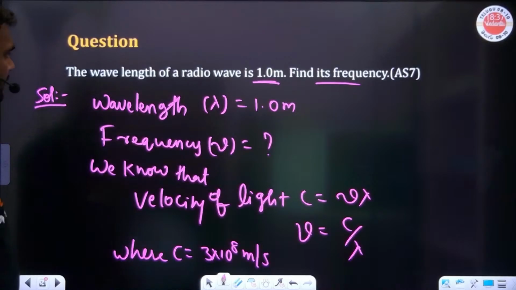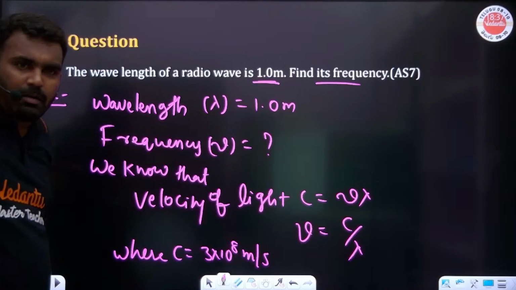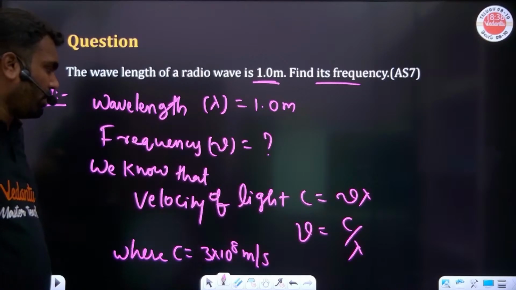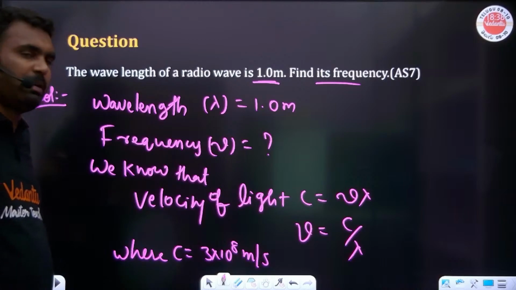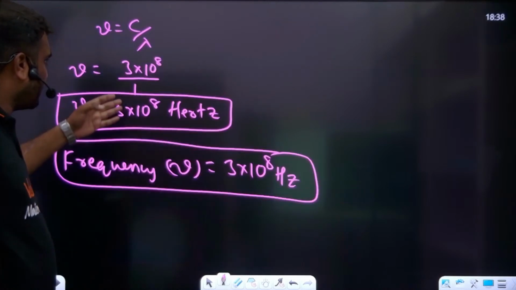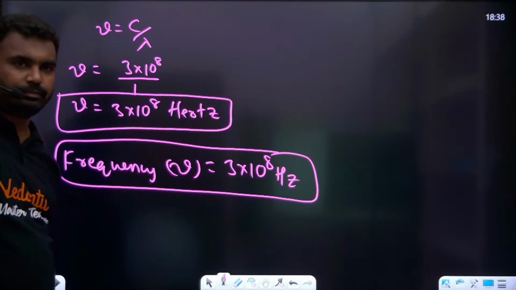So you can say the wavelength is given as 1 meter, and the frequency we need to find out. Velocity of light, c is equal to nu lambda, nu is equal to c by lambda. We know the value of c is 3 × 10⁸ meters per second. When we substitute, we get 3 × 10⁸ by 1, so we will be getting 3 × 10⁸ hertz.